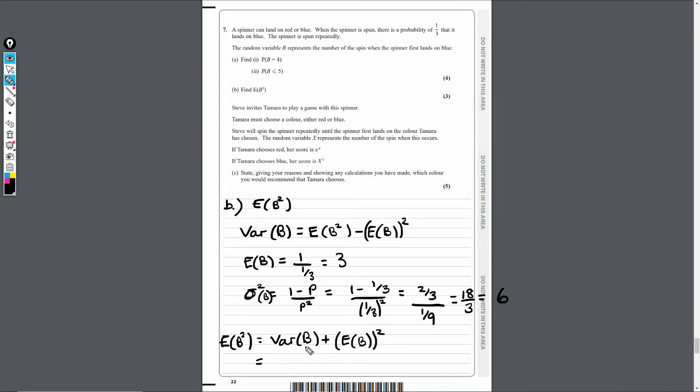Well, we know the variance of B, that's 6. The expectation of B is 3, so if we square that, plus 3 squared, so that's equal to 6 plus 9, which is just going to simply be 15. Okay, so that's how you find the expectation of B squared. So we've got through the first two parts. Finally, let's move on to part C.